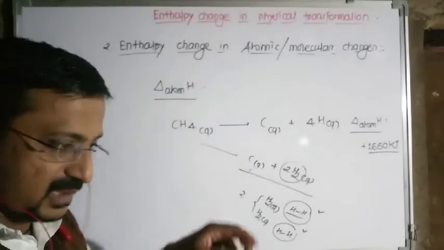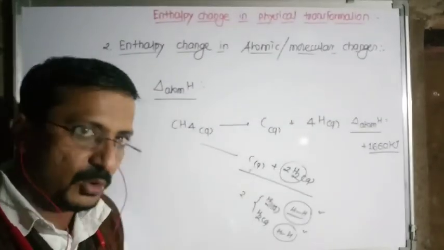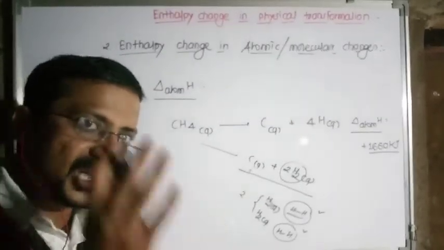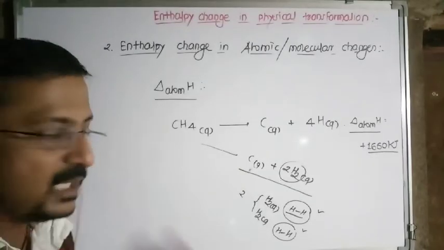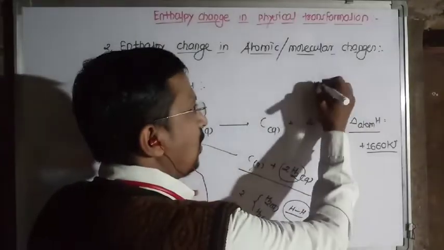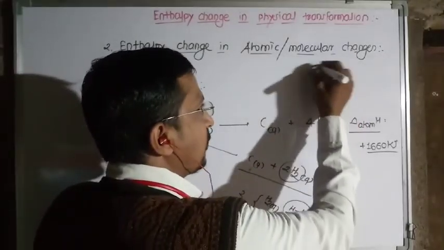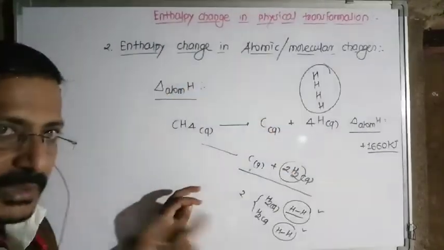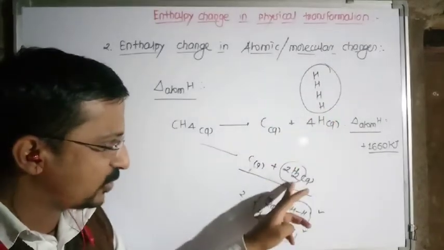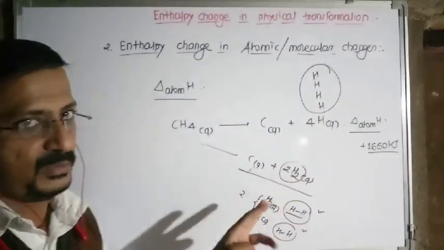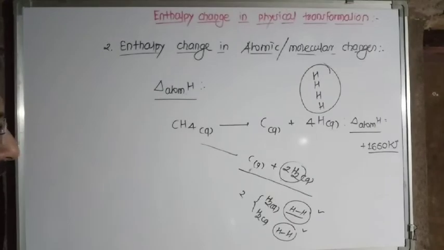Actually, atomization means that from that 1 mole of substance, all the bonds have to be broken and it converts into separate atoms. So 4 hydrogen means all hydrogens are separated from each other, all carbon-hydrogen bonds are broken. Here twice H2 is not considered as enthalpy of atomization. Remember.